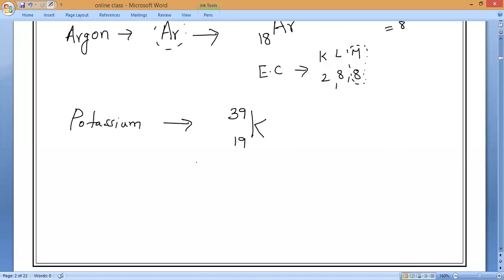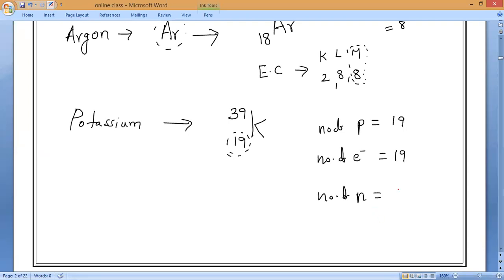Are you clear? So you can see that the atomic number is 19. That means the number of protons, all of you, how many? 19. Number of electrons also, how many? 19. Now, can you find the number of neutrons? How many? Don't say the number of neutrons is also 19. It's very bad. 20.